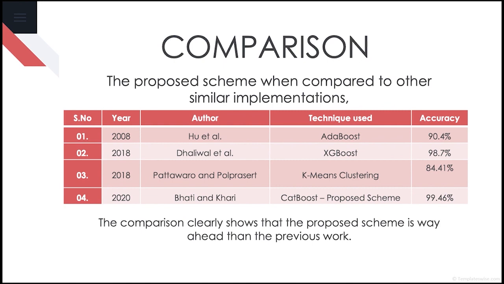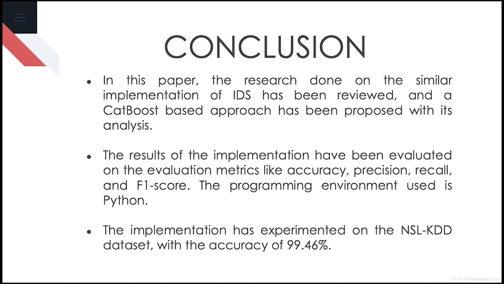Moving on from the related work, when the data was compared to the similar implementations, the comparison clearly shows that the proposed scheme of using CatBoost is way ahead than the previously done work, as compared to the 84.41% which was done on k-means clustering by Patavaro and Polpraset. In conclusion, I would like to say that CatBoost provides better performance, as CatBoost natively performs the operation of converting a non-numerical data value into a numerical data value in an optimum way, and that too without the usage of any parametric tuning, and provides satisfactory results in a single run. Also, the accuracy of the proposed system is 99.46% in my paper.